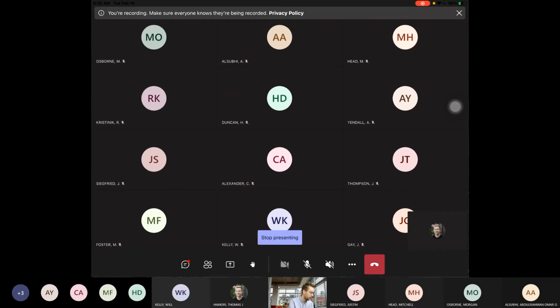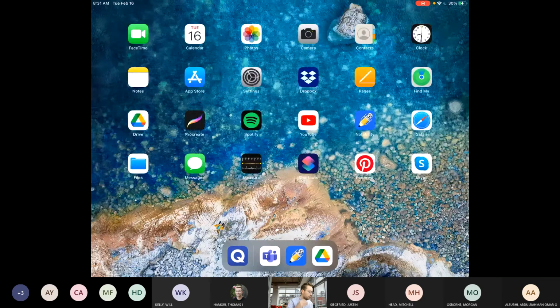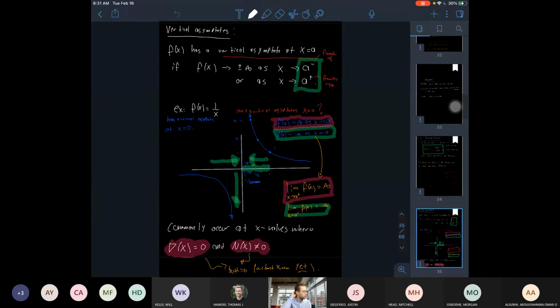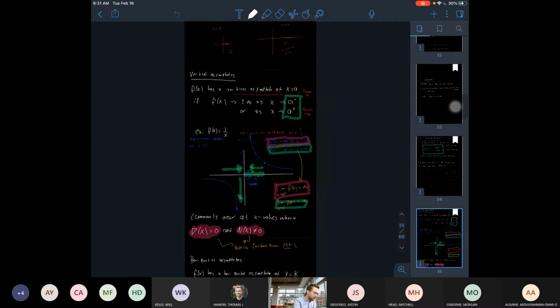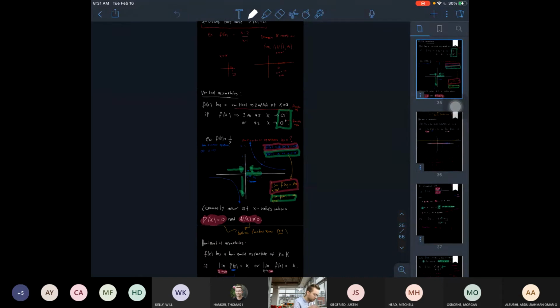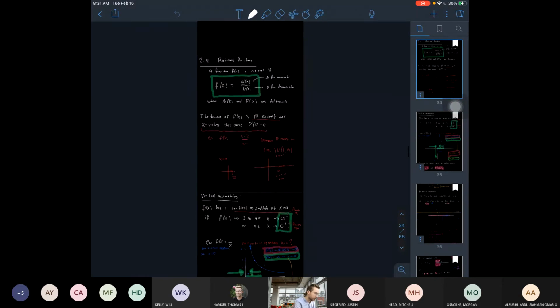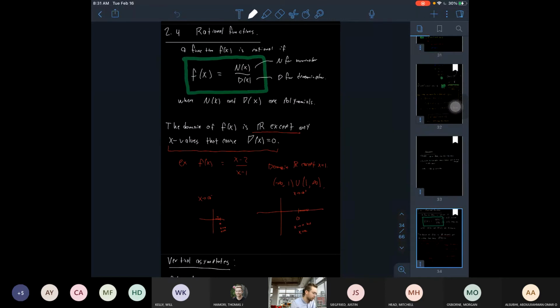And today I want to start by going back a little bit, because there's one aspect of the rational function graphing which I feel like I could have explained better or more clearly. So I've rewritten this section of the notes to try to communicate that more effectively. Let me first remind us what the setup was. We were talking about rational functions, functions of the form n of x divided by d of x, where n and d are polynomials. And we were trying to figure out how to graph these things.